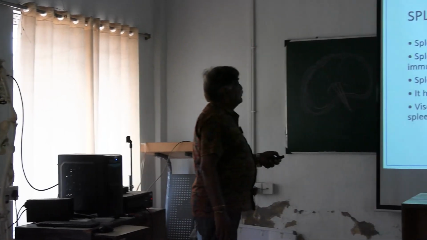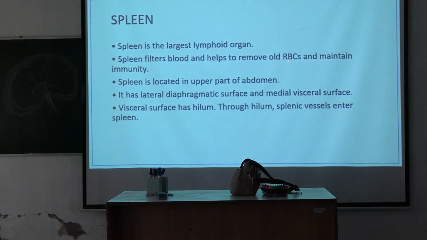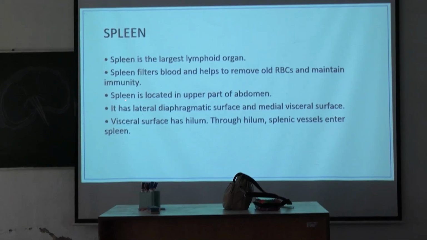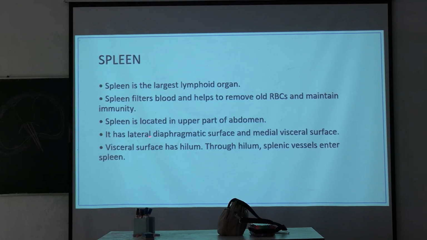spleen is the largest lymphoid organ. Spleen filters blood and helps to remove old RBCs and maintain immunity. Spleen is located in the upper part of the abdomen. It has a lateral diaphragmatic surface and a medial visceral surface. The visceral surface has a hilum. Through the hilum, splenic vessels enter the spleen.